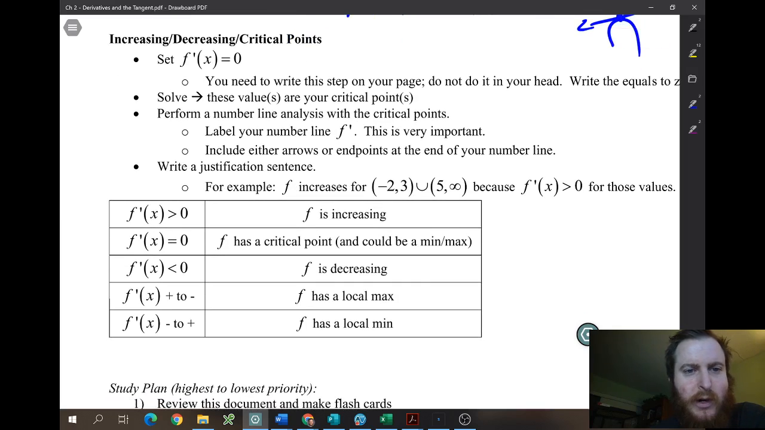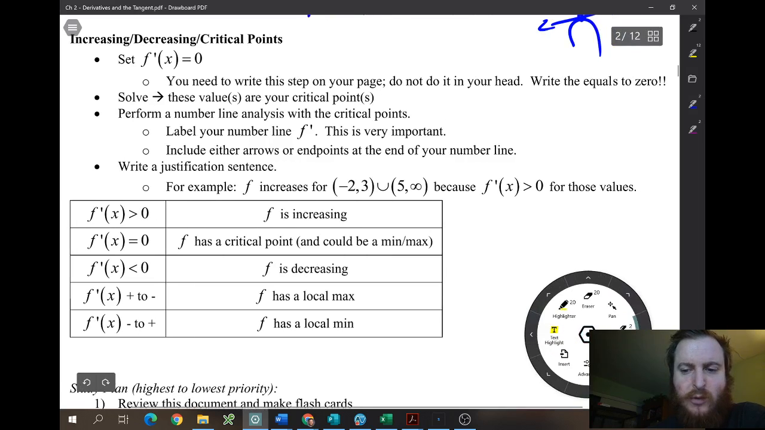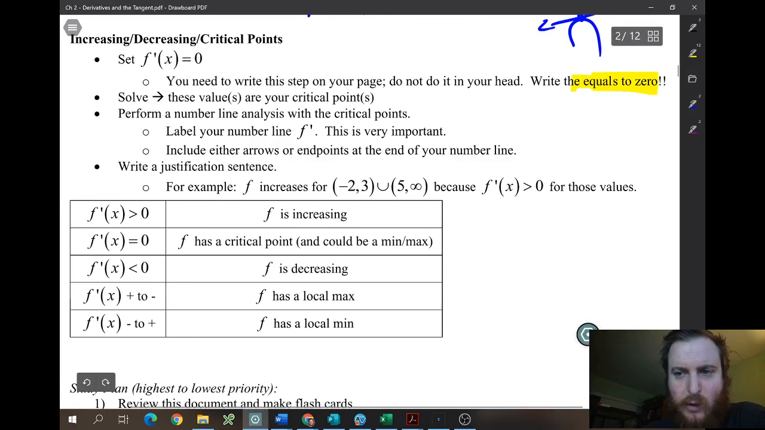Increasing, decreasing, and critical points. So our steps: we're going to first set f prime of x equal to 0. And please, please, please make sure that you write the equals 0 part. So many of you have been doing that in your head, and you'll lose points on the free response. Once you've done that, you're going to solve for f prime of x equals 0. Those become your critical points.